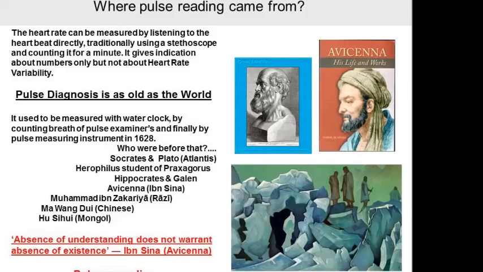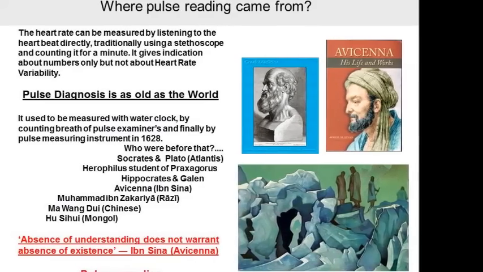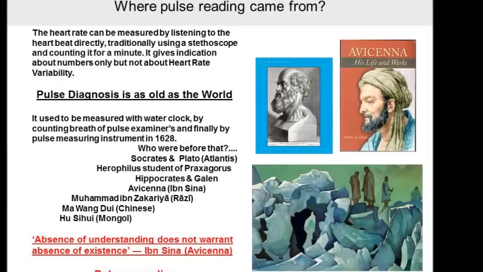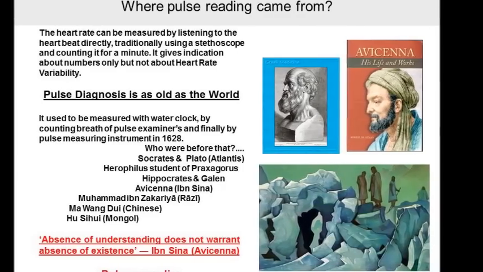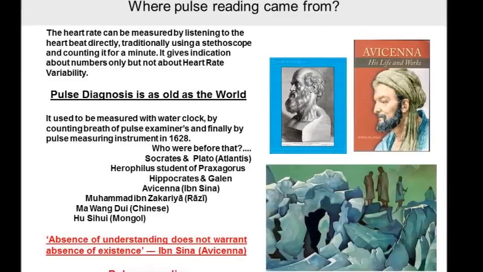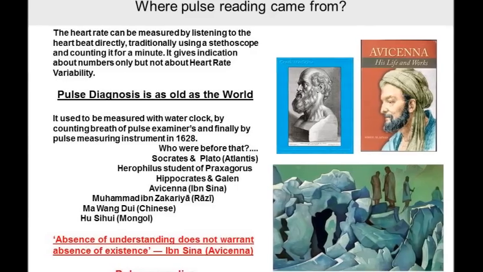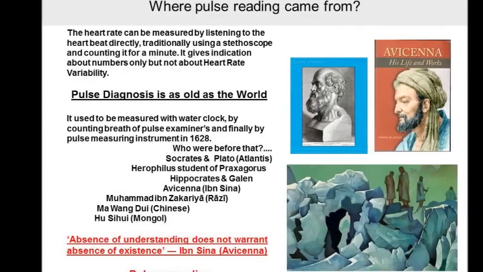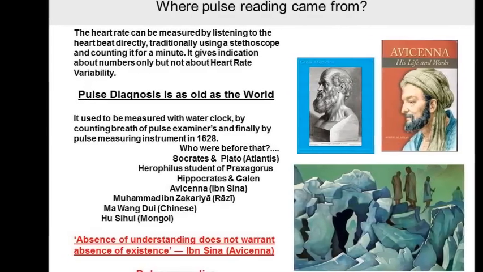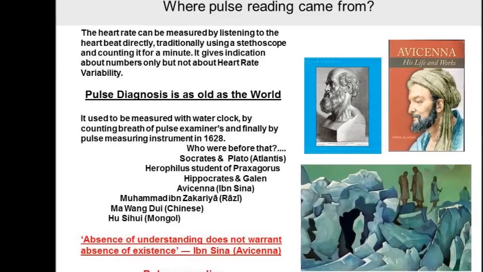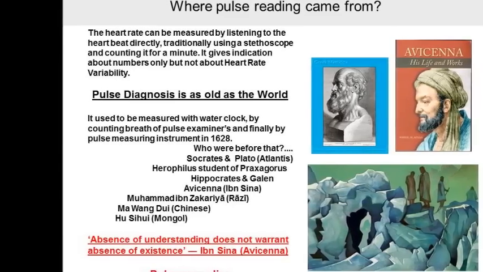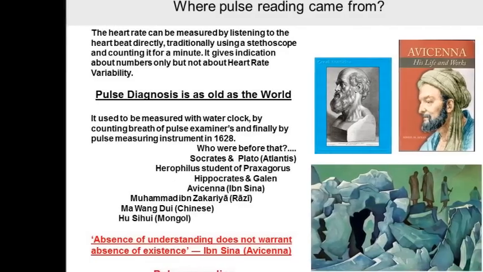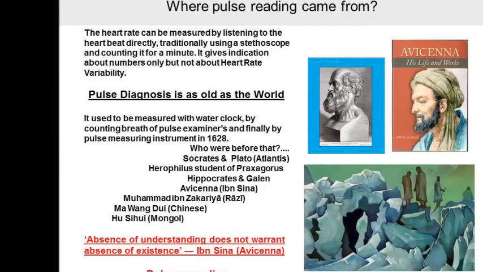Okay, that slide I dedicated to Oriental and Western medicine and to pulse reading. What does medical science say about the heart rate? The heart rate can be measured by listening to the heartbeat directly, traditionally using a stethoscope and counting it for a minute. It gives indication about numbers only, but not about heart rate variability.